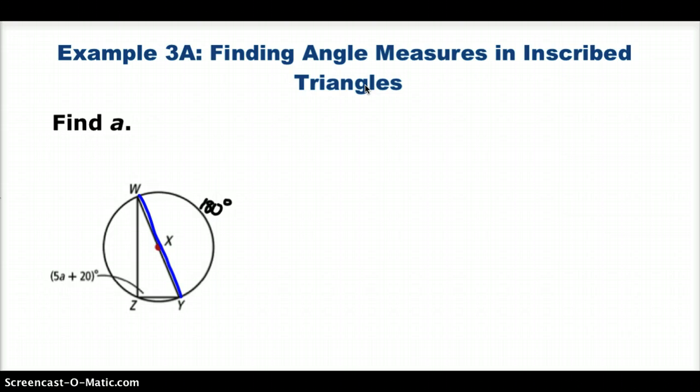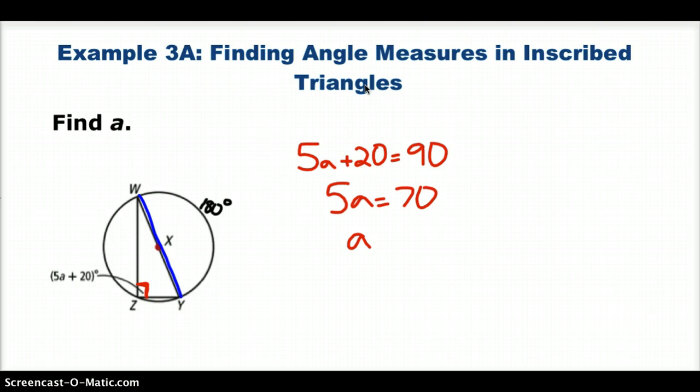What we conclude from this is that the measure of angle WZY has to be a right angle. This arc subtends a semicircle if and only if the measure of the inscribed angle is 90 degrees. So all I have to do is say that 5A plus 20 equals 90. I subtract 20 from each side and get 5A equals 70, and find that my value of A is 14. As simple as that. If you see an inscribed triangle and one of the sides is a diameter, you'll see that particular theorem come into play.